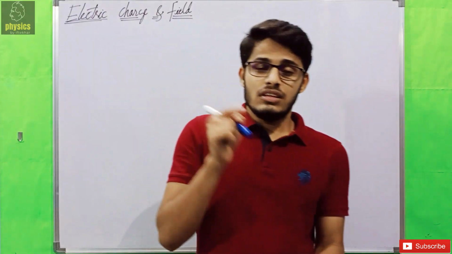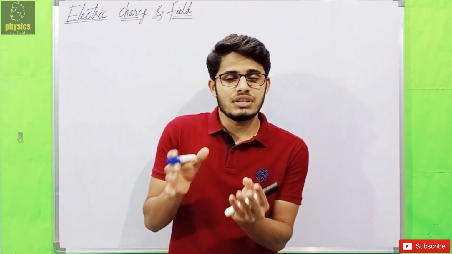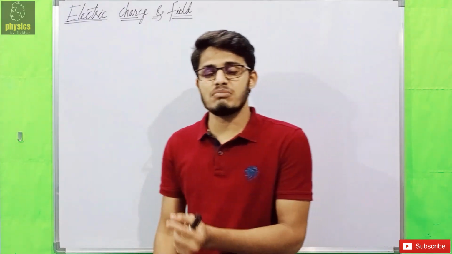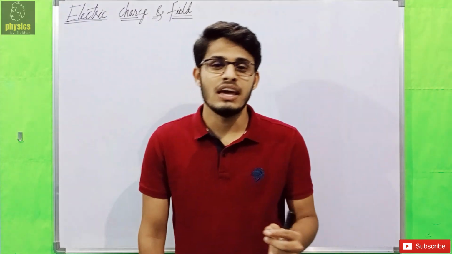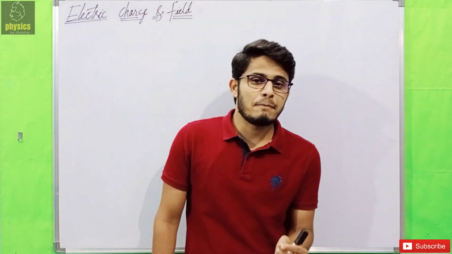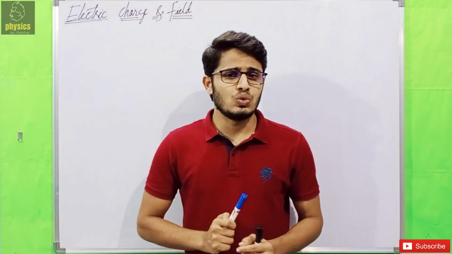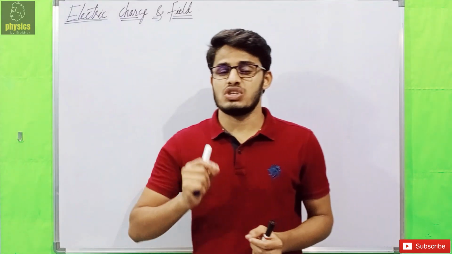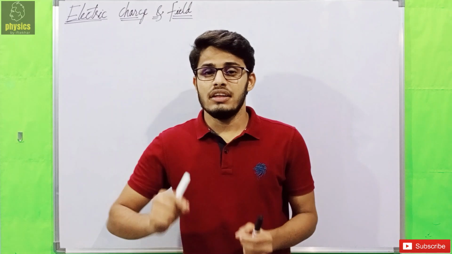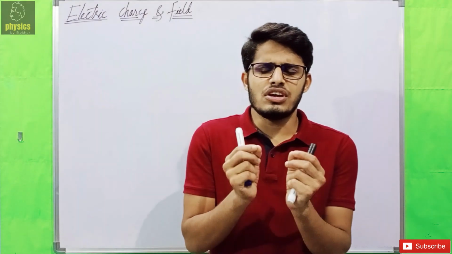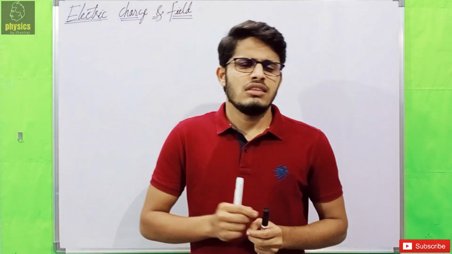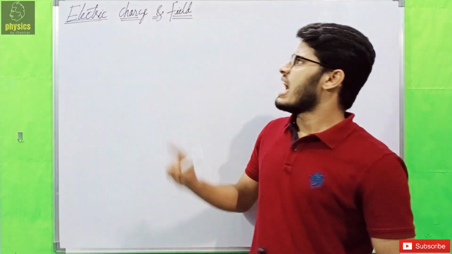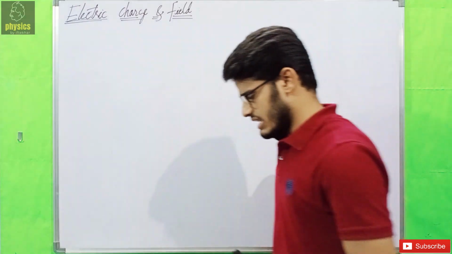This electricity and magnetism is also responsible for many natural phenomena. For example, lightning is happening due to electricity. This branch of physics is very important and has a lot of interesting phenomena in it. The first chapter in electricity and magnetism is electric charge and field.